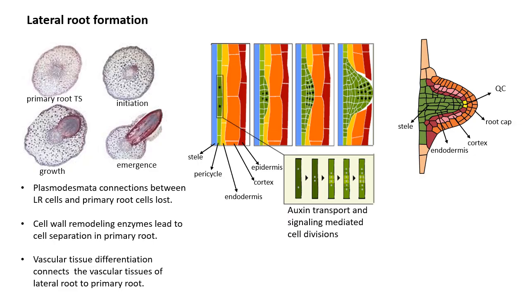Further, the plasmodesmata connections between the lateral root cells and the primary root cells are lost, and these cells are then pushed apart by the emerging lateral roots. The lateral root is symplastically isolated from the vascular system of the main root until vascular tissue differentiation in the provascular tissues of the lateral root leads to the establishment of the connection to the main vasculature.